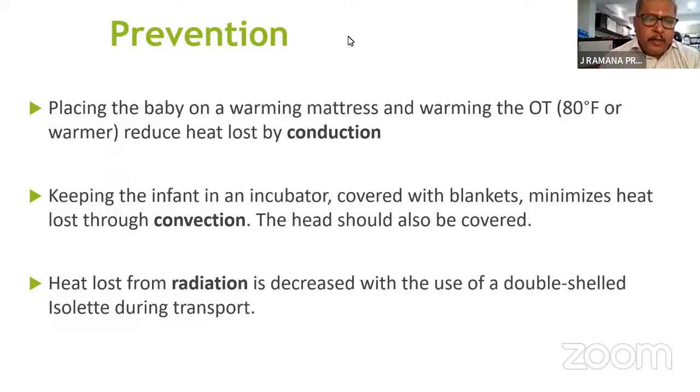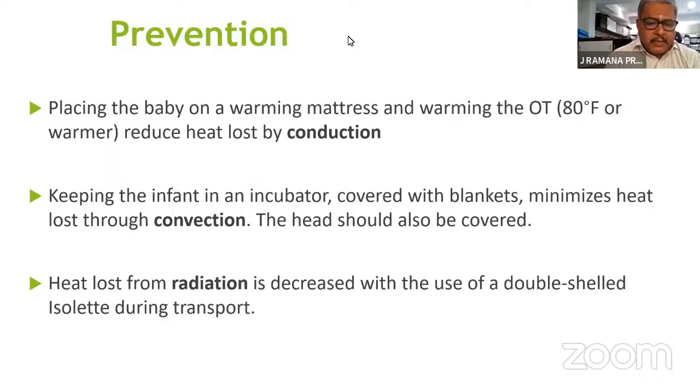How to prevent it? Placing the baby on a warming mattress and warming the OT to 80 degrees Fahrenheit or warmer reduces the heat lost by conduction. Keeping the infant in an incubator covered with blankets minimizes heat loss through convection. The head should also be covered because the head is relatively larger in newborns.